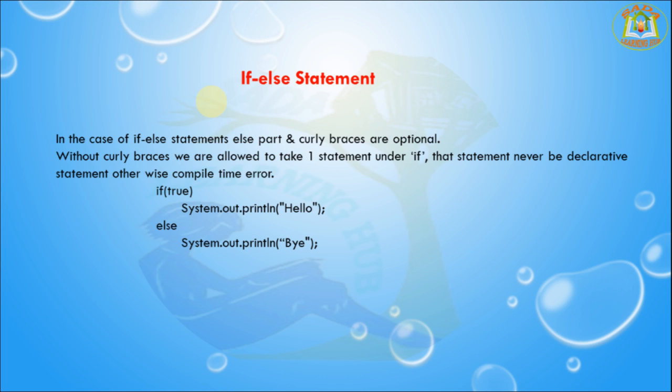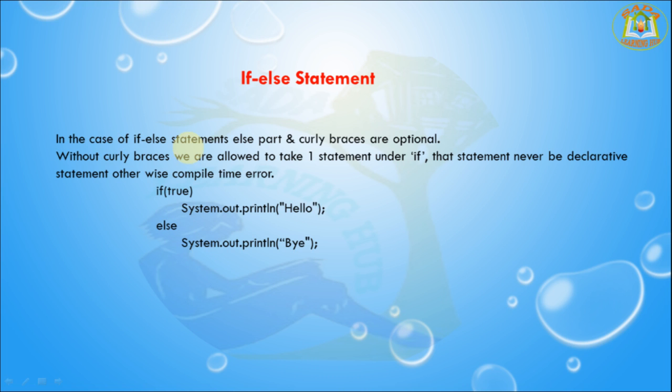The argument to the if statement should be boolean. If we provide any other type, we will get a compile time error. See here, this is an if else statement. If the condition is true, it executes this block. If the condition is false, it executes the else block.